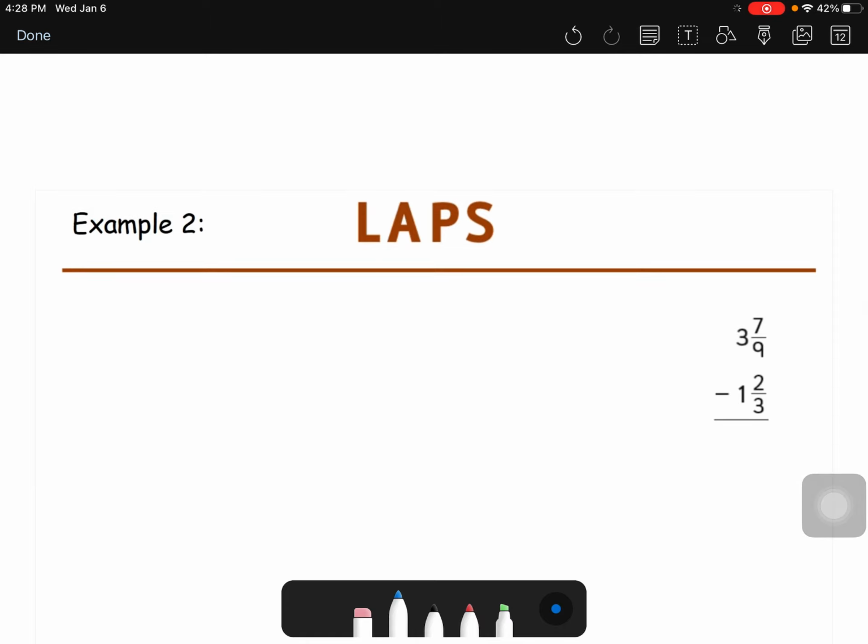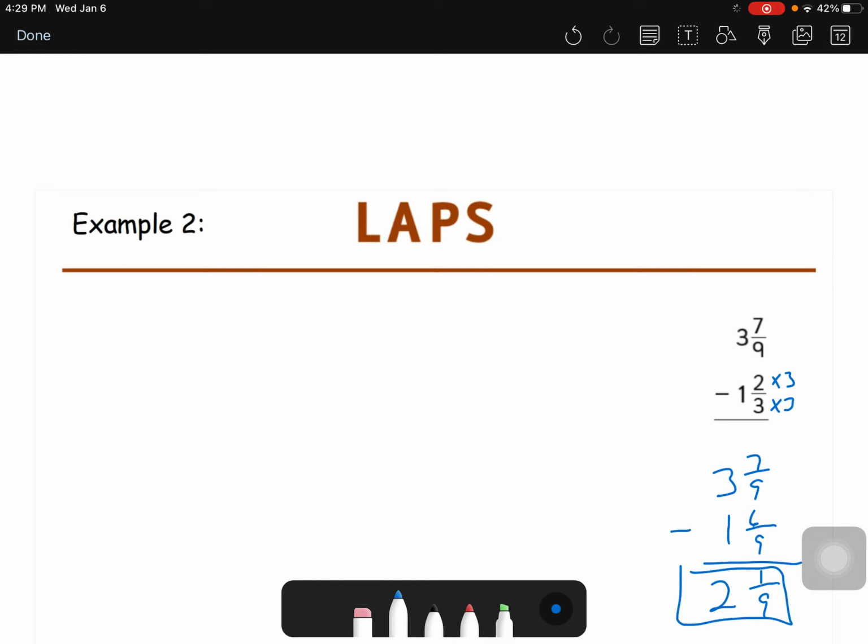Okay, same with this one. So I'm looking at it, I see it's subtraction, but I have a 9 and a 3 for a denominator. So that means I can multiply by 3. Okay, now I can rewrite this problem as 3 and 7/9 minus 1 and 6/9. Okay, so 7 minus 6 is 1, so I have 1/9. And 3 minus 1 is 2, so I'll have 2 and 1/9.